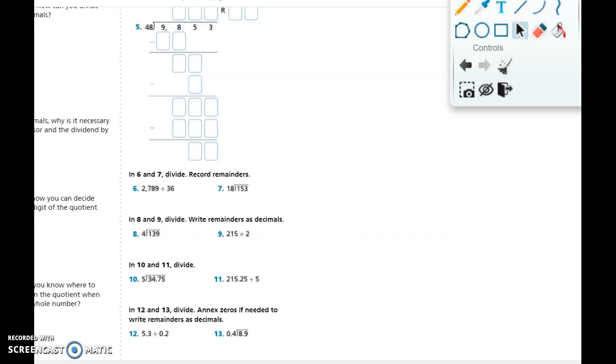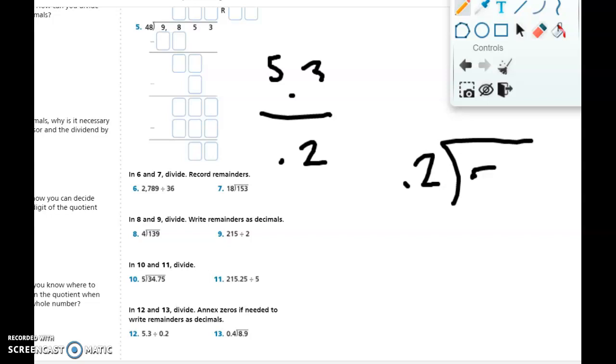So number 2 is asking us, and this is 6th grade 1.2, why we have to multiply both the divisor and the dividend by the same power of 10. So for example, if we have a problem like 5.3 divided by 0.2, or 5 3/10 divided by 2/10, what we're going to want to do is remove that decimal and then place it at the end, and so it essentially looks like this, right?